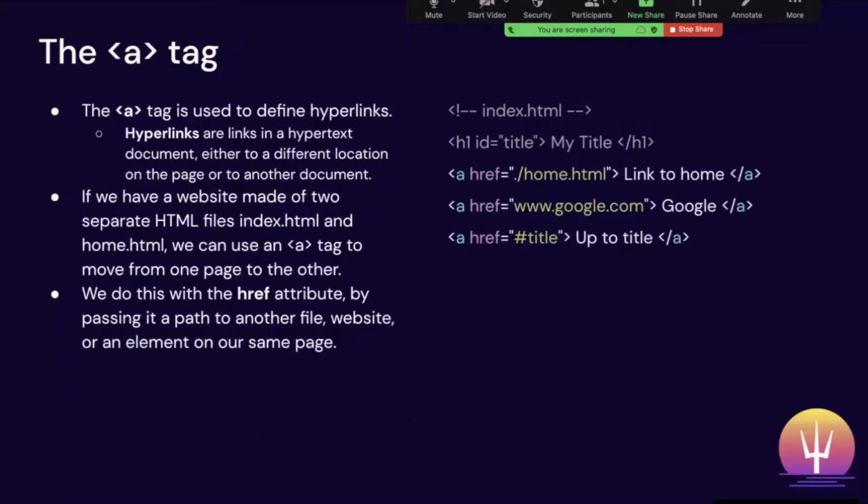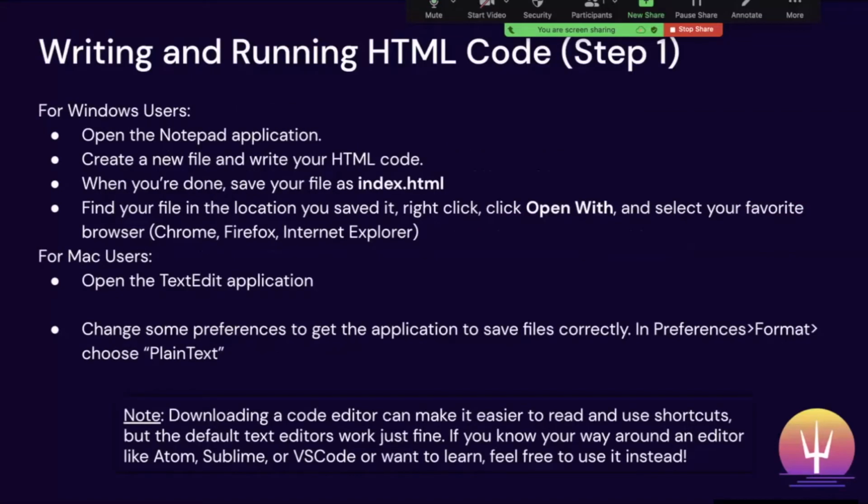Next is the A tag, and it's used to define hyperlinks, which are links on a web page to another location. So we have 3 examples here where within the A tags, we have the text that it's going to display, and then using the href attribute, it tells it where to go when you click on that text. So we could go to a different file on the same web page. We could go to a completely separate web page, or we could just scroll down to a specific element on the page.